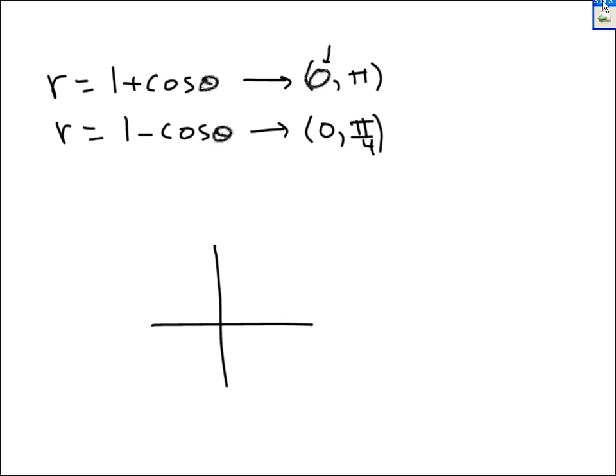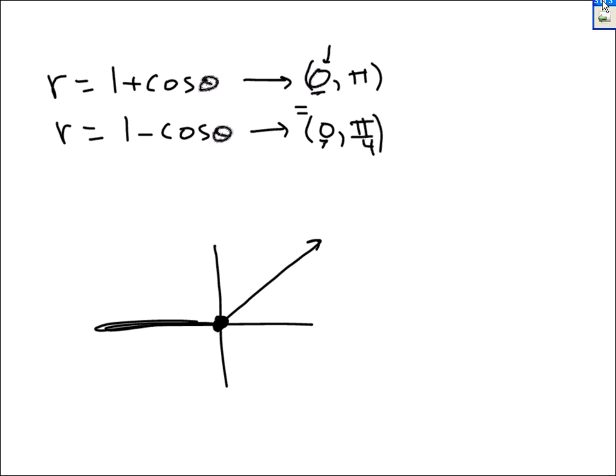Because here is pi. I go along there 0. That is, I'm right at the origin. And here is pi over 4, and I go out 0. It's the same. Okay? These points are equal.